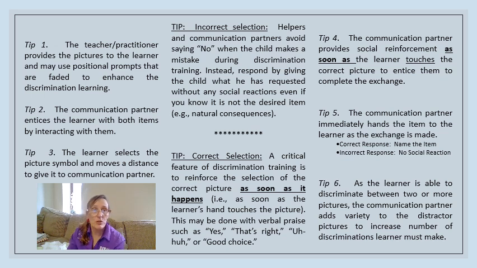Tip number 2, the communication partner entices the learner with both items by interacting with them. So be interactive with the items to get them interested in the item that they have as a target and the item they need to discriminate against.